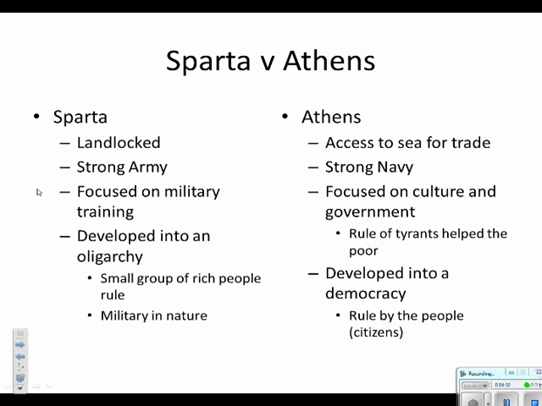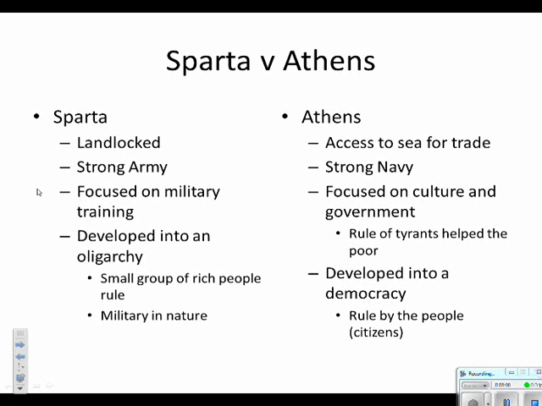So Athens and Sparta are two major civilizations. Let's take a look at some differences between them. Sparta's landlocked. If we went back to that map, you saw it's right in the middle of all the triangles. Landlocked means they can't get to the water easily. That means they're not going to be able to trade very well. Meanwhile, Athens has access to the sea, most specifically the Aegean Sea, so they're going to be able to trade. Sparta, because they're on land, is going to have a very strong army, while Athens is going to have a strong navy because they can get to the sea.